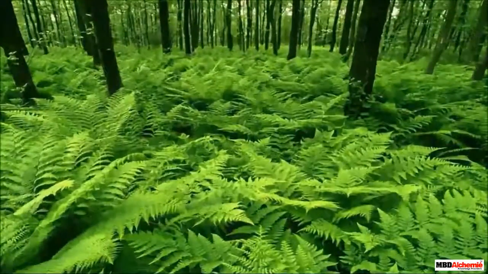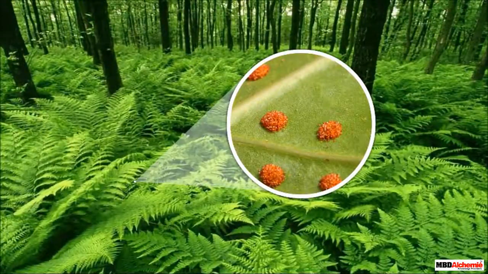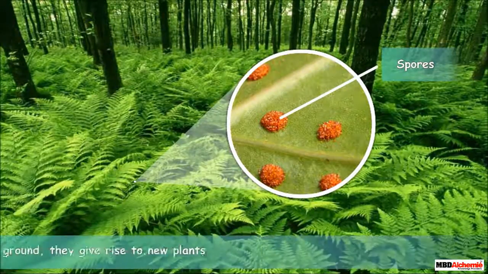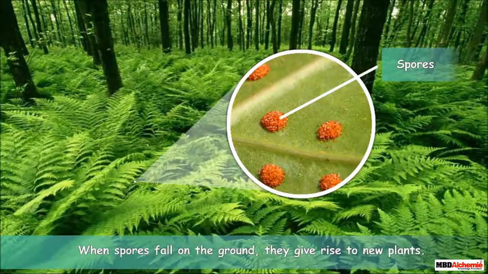These plants produce tiny, powder-like, round bodies called spores. Reproduction in these plants takes place through spores. Spores are present on the lower surface of the leaves. When they fall on the ground, spores give rise to new plants.